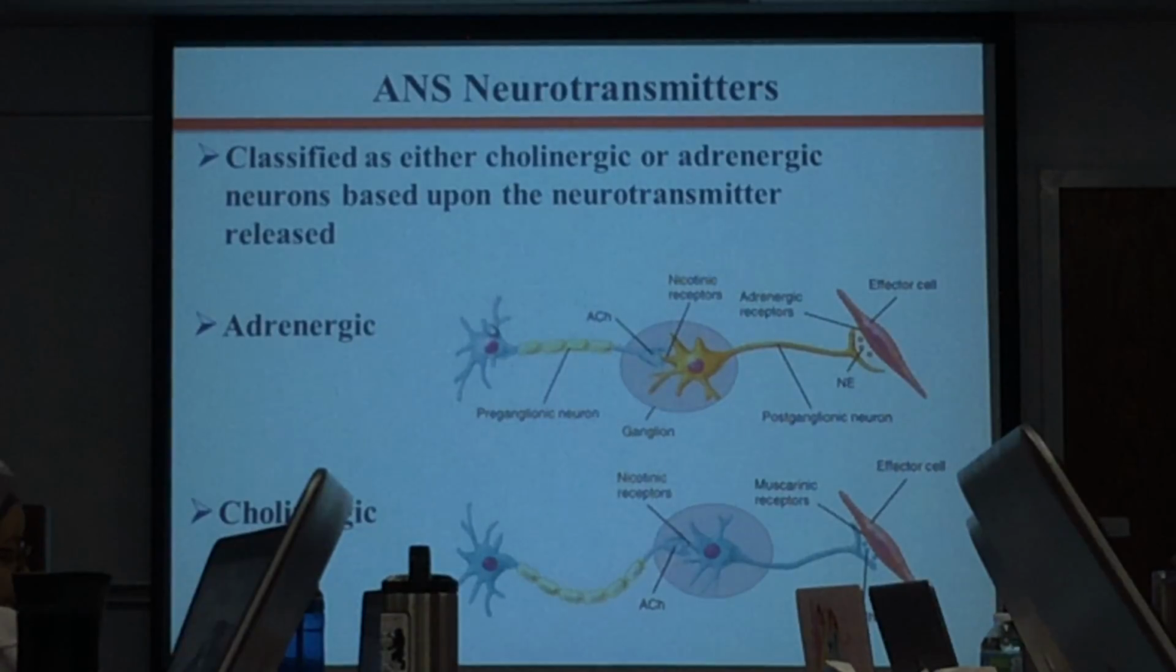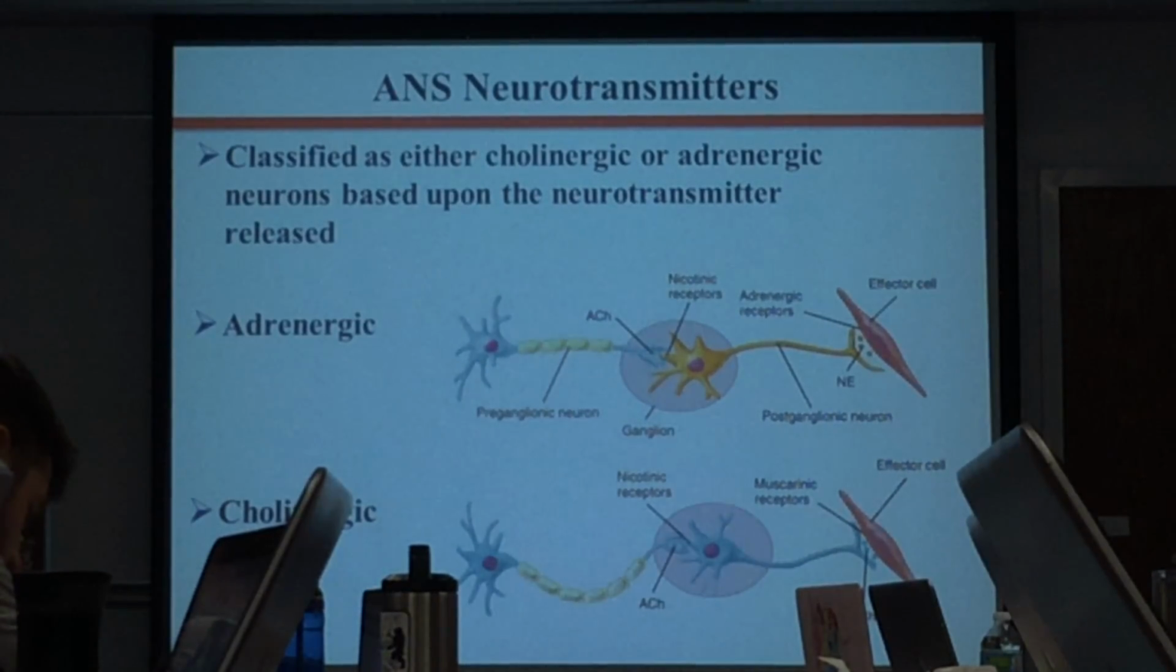Okay, so we talked about how there are two key neurotransmitters in the autonomic system, norepinephrine and acetylcholine. So there are two types of neurons based on which neurotransmitter is released. The neurons that release acetylcholine are cholinergic neurons. The neurons that release norepinephrine are adrenergic neurons. As we said, the adrenergic neurons are mostly postganglionic neurons in the sympathetic system.